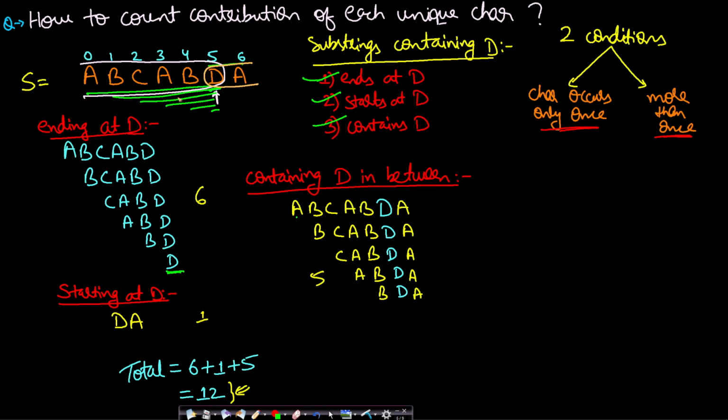What is the size of it? The left window size is 0 to 5, so this is 6. The right window size is 5 to 6, which is 2. And if you just multiply them, you will get all possible combinations which are containing D uniquely within the substrings, right? You will get all possible substrings. So this is nothing but doing cross product.